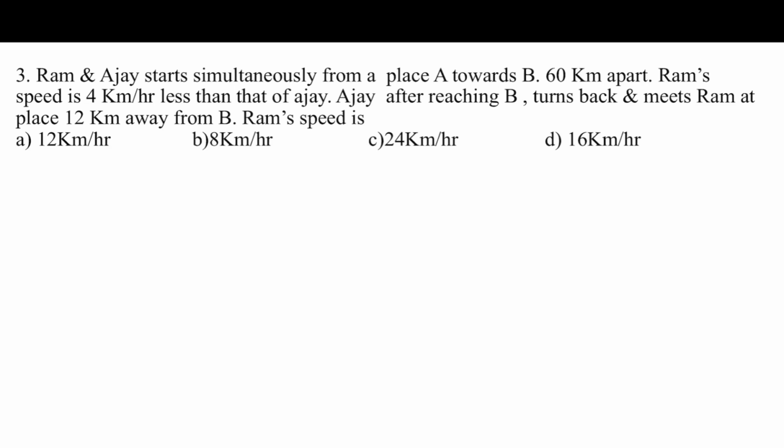Ram and Ajay start simultaneously from a place A towards B, 60 km apart. Ram's speed is 4 km per hour less than that of Ajay. Ajay, after reaching B, turns back and meets Ram at a place 12 km away from B. So, what is Ram's speed?